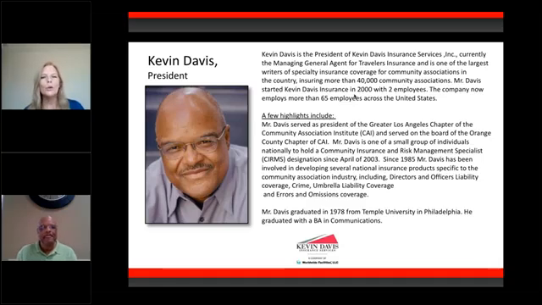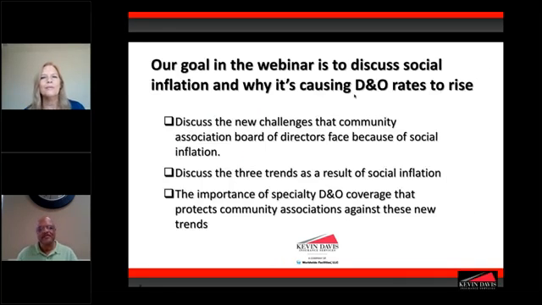So Kevin, what is our goal today? What are we looking to accomplish? Sure. When we talk about our goal, we're talking about social inflation and how it is really impacting the D&O rates. But even more importantly for us, because we talk about community associations, there are new challenges that community associations are facing because of social inflation. So we're going to talk about the three trends that we're seeing that are impacting community associations, and the importance of how D&O really responds to these three trends to protect the community association out there. That's what we're really going to talk about today.